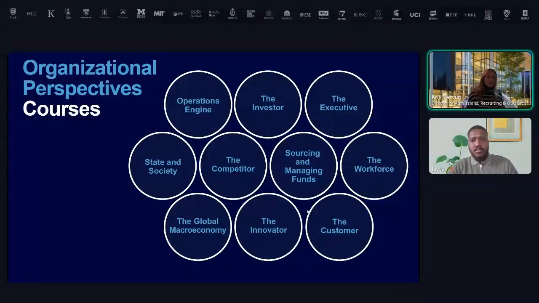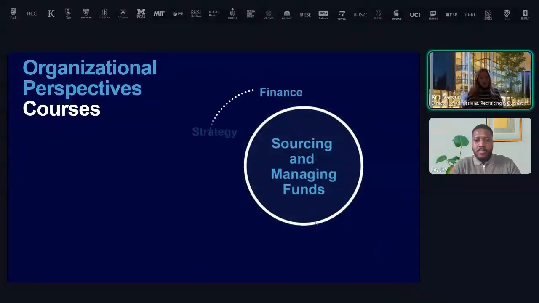And you'll see they're perspectives-based. So the investor, the executive, the customer, the workforce. You put on the hat of that stakeholder and you study the content through that perspective. What's really interesting here is, sometimes you'll talk about a case from the perspective of the investor. And the next hour or the next day, you'll talk about that same case from the perspective of the customer, right?